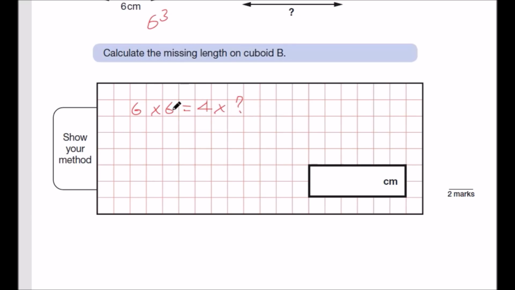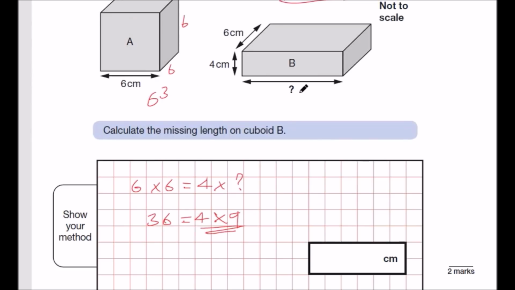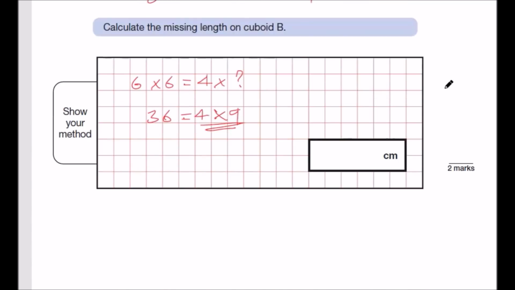Well, we can work it out. We know 6 times 6 is 36. So 36 must equal 4 times something. Well, if you know your times table, we should know that 4 times 9 will give you 36. So your final answer for the missing length has to be 9. So clearly, the answer is 9 centimeters.